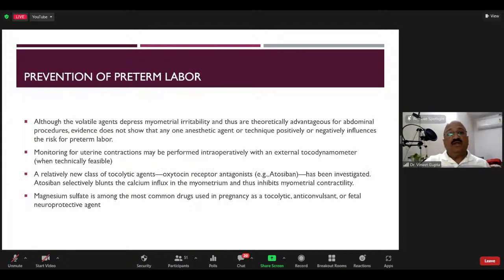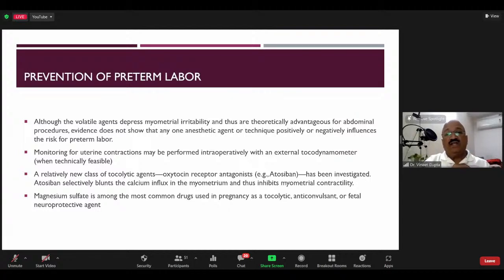Then comes the third point, prevention of preterm labor. Although the volatile agents depress myocardial irritability and thus are theoretically advantageous for the abdominal procedure, evidence does not show that any one anesthetic agent or technique positively or negatively influences the risk of preterm labor. So you need not worry about choosing your anesthetic agent or technique.